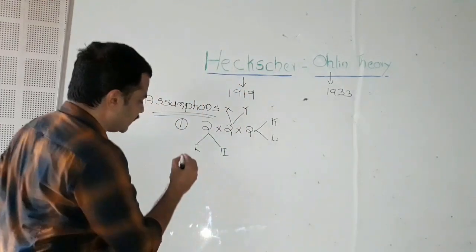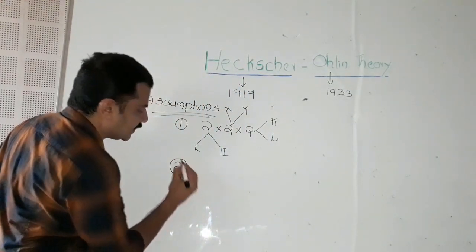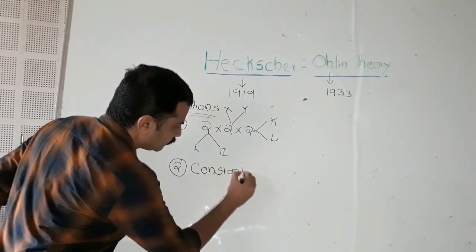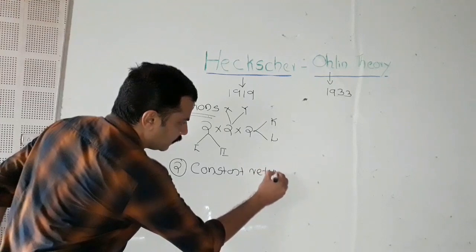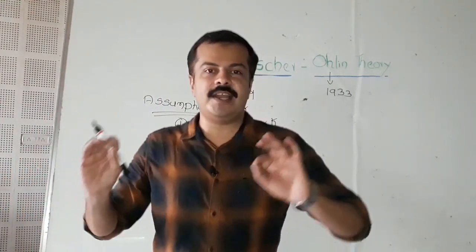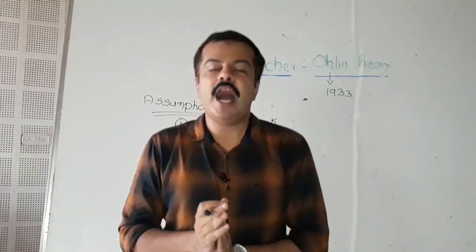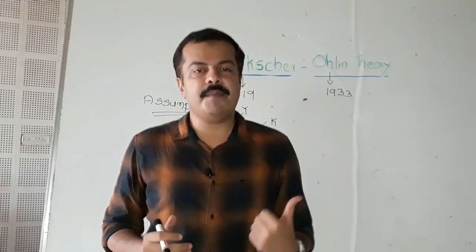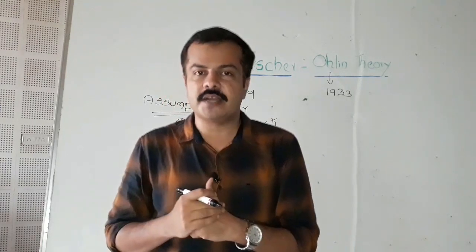The second assumption is that there is the presence of constant returns to scale. That is, if we increase capital and labor in a given proportion, output will increase in the same proportion, which is the basic premise of constant returns to scale.